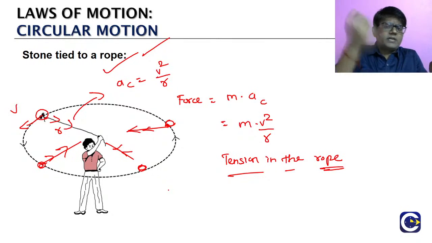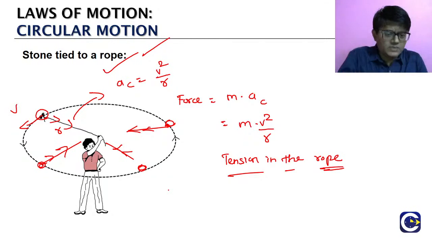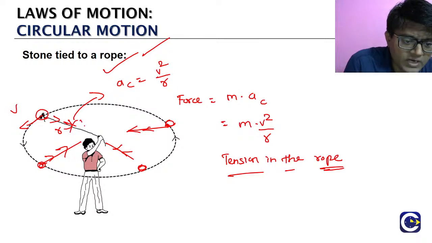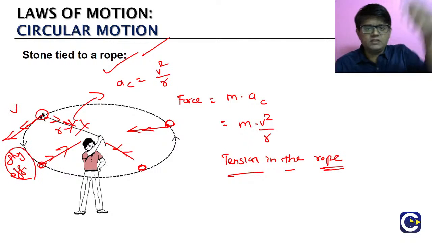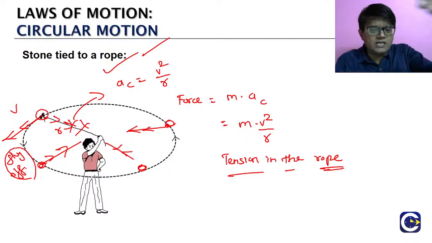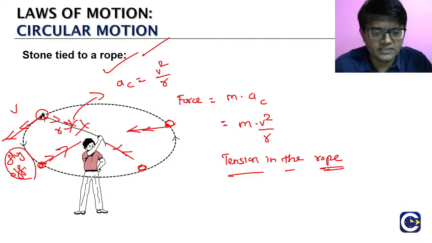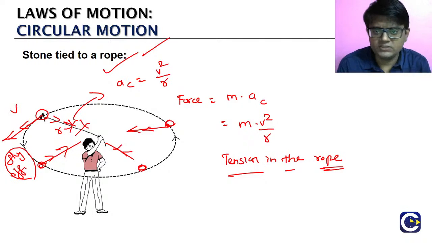If somebody is rotating a stone in a circular path, and you just try to cut the rope, what will happen? If you cut the rope, the stone will simply fly off along the tangent, from the point where we cut it. It will not go in the circular path. This is something that we'll see.